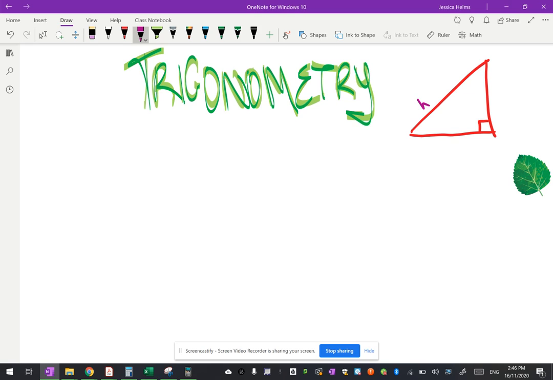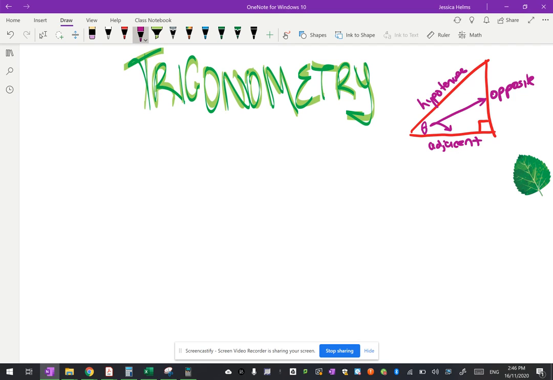The longest side is the hypotenuse. And when we talk about the other two sides, we have to have a reference point. So if the angle that we have or want to find is here, then across from it will be the opposite, and next to it will be the adjacent. Adjacent is another word for next to.